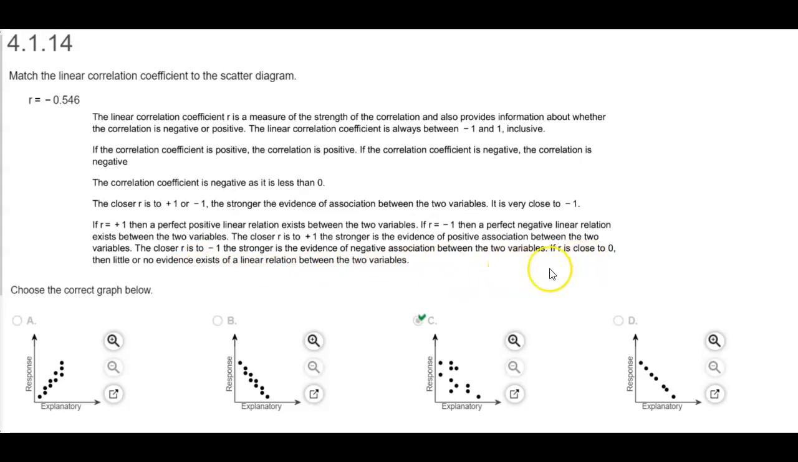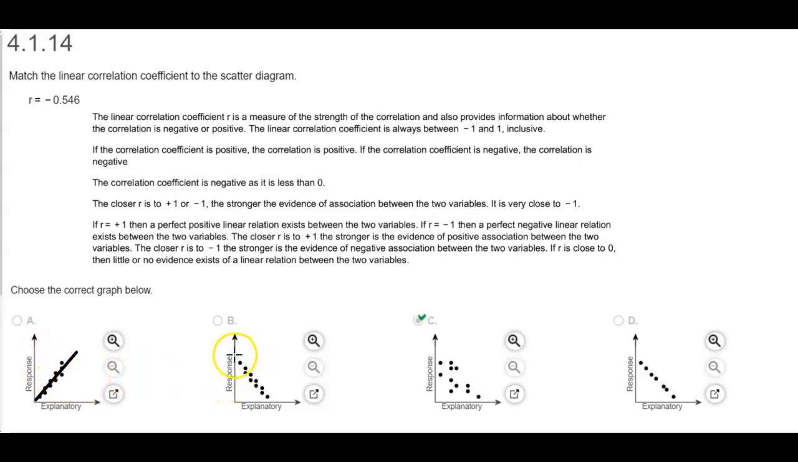And if r is close to 0, then little or no evidence exists of a linear relation between the two variables. Now, we want to choose the correct graph according to this linear correlation coefficient, which is negative 0.546. If we look at the first one, for part A, you can see that this develops a straight line. So that could be a really positive, strong linear correlation because it creates a line. There aren't too many points scattered away from that.